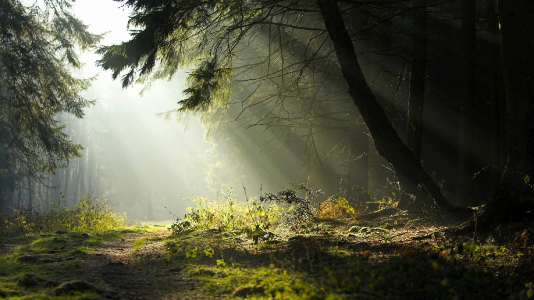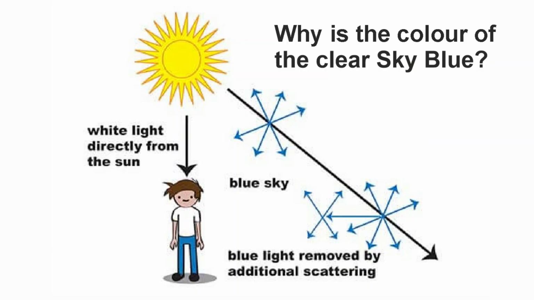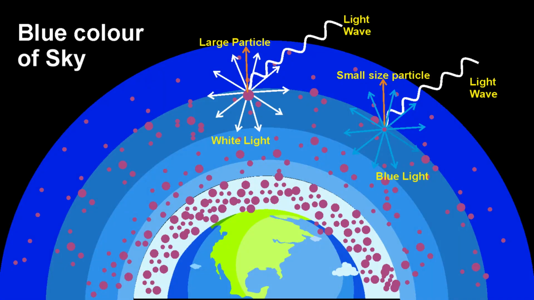The Tyndall effect can also be observed when sunlight passes through a dense forest. Here, tiny water droplets in the mist scatter light. The color of the scattered light depends on the size of the scattering particles. Very fine particles scatter mainly blue light, while particles of larger size scatter light of longer wavelengths like red color. If the size of the scattering particle is large enough, then the scattered light may even appear white.